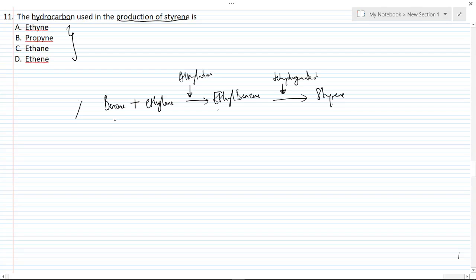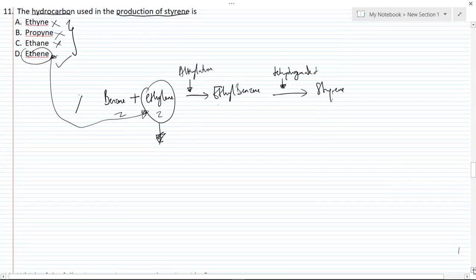So the starting elements are benzene and ethylene. Obviously benzene is not here, so our next focus is on ethylene. Definitely not ethyne, not propyne, not ethane. The other name for ethane is actually ethylene. So that makes option D our answer.